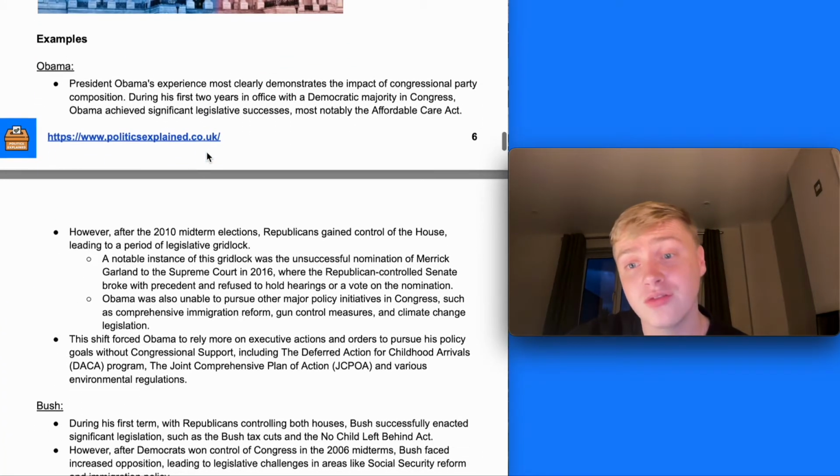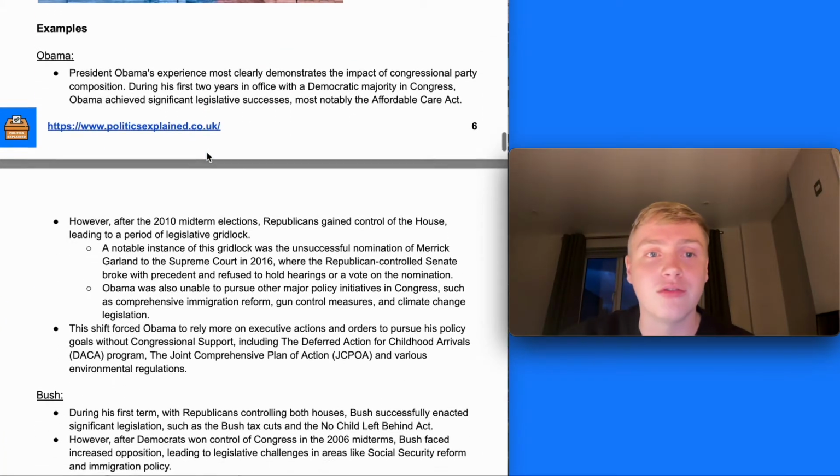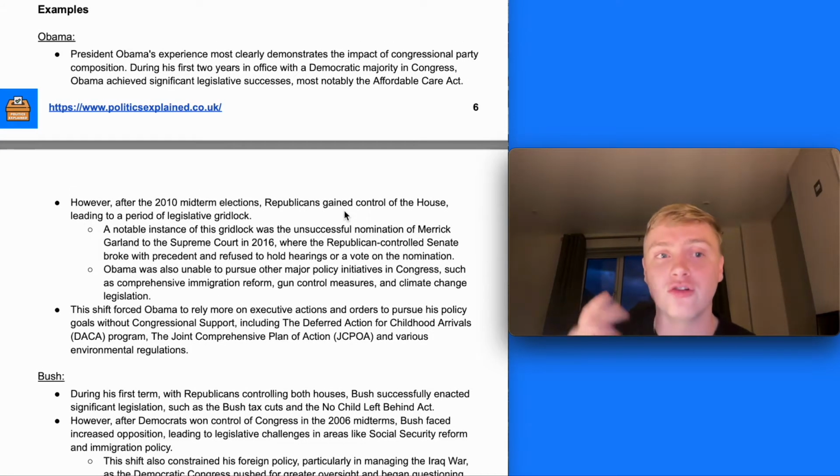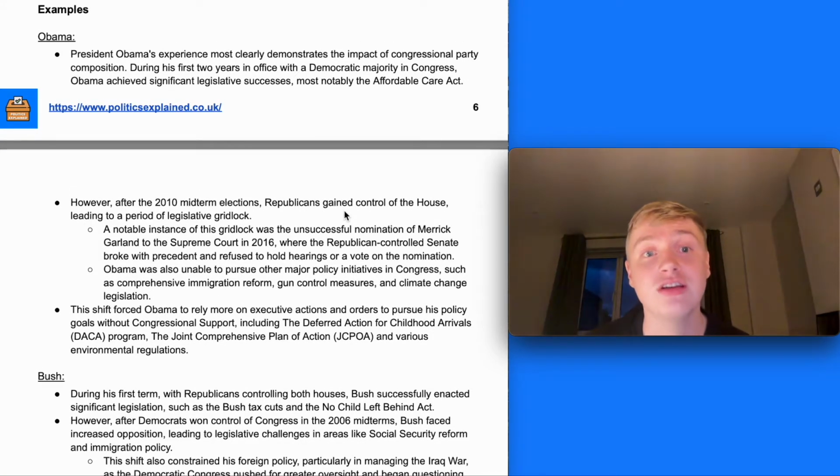In terms of examples of the importance of whether there's unified or divided government, Obama's administration clearly demonstrates the impact of congressional party composition. During his first 2 years in office with a Democratic majority in Congress, Obama achieved significant legislative success, most notably the Affordable Care Act. But after the 2010 midterms, Republicans gained control of the House, leading to a period of legislative gridlock. And this continued for the last 6 years of his presidency.